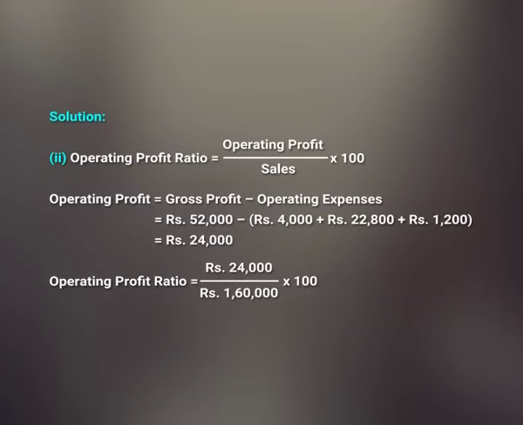Operating profit ratio is equal to operating profit divided by sales multiplied by 100. Operating profit, we know, is equal to gross profit minus operating expenses, which is equal to rupees 52,000 minus within bracket rupees 4,000 plus rupees 22,800 plus rupees 1,200, which is equal to rupees 24,000. So thus operating profit ratio is equal to rupees 24,000 divided by rupees 1,60,000 multiplied by 100.